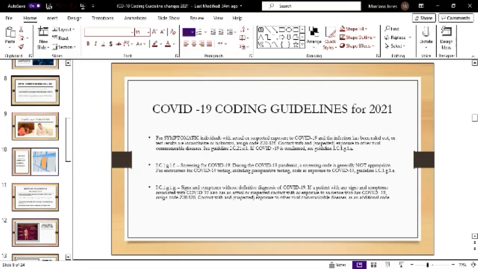Now, signs and symptoms without definitive diagnosis of COVID-19. There's a section there listed. If a patient with any signs and symptoms associated with COVID-19 also has an actual or suspected contact with or exposure to someone who has COVID-19, assign code Z20.828, contact with and suspected exposure to other viral communicable diseases, as an additional code. Add it as an additional code.